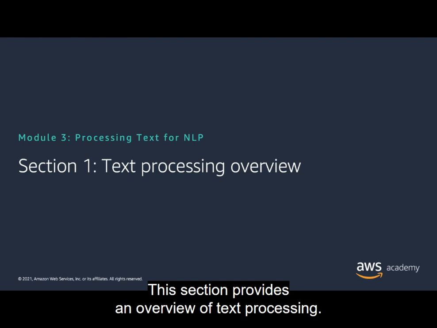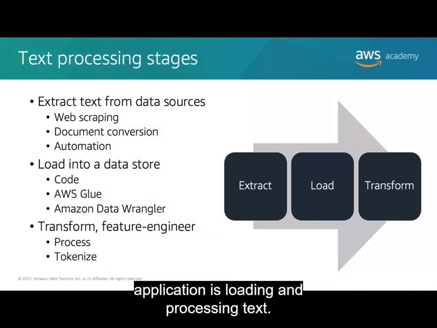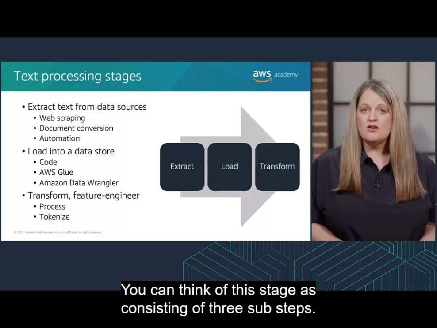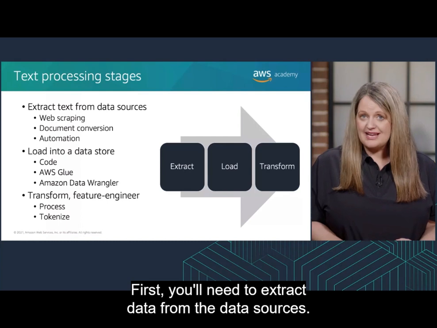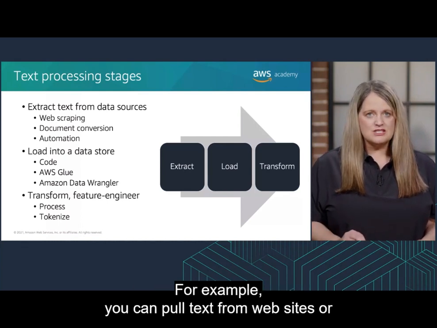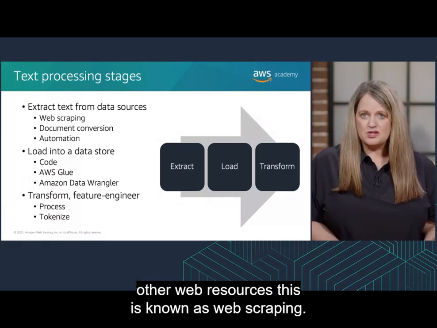This section provides an overview of text processing. As you saw in the previous module, the first stage of your NLP application is loading and processing text. You can think of this stage as consisting of 3 substeps. First, you'll need to extract data from the data sources. For example, you can pull text from websites or other web resources. This is known as web scraping.